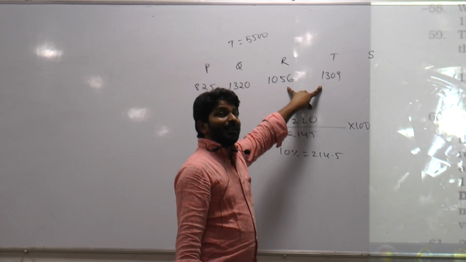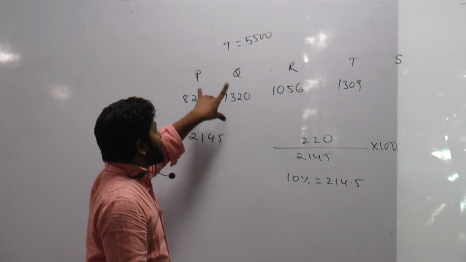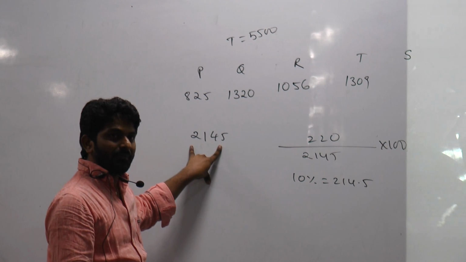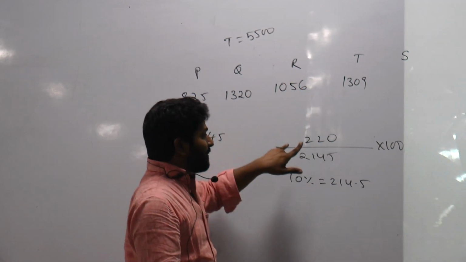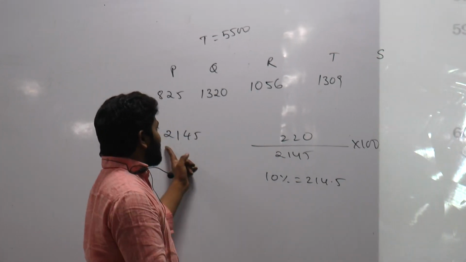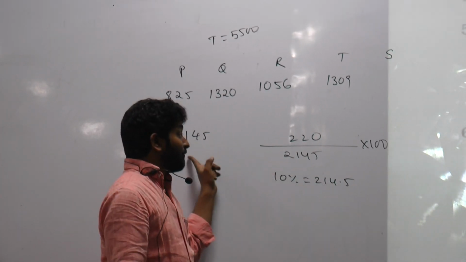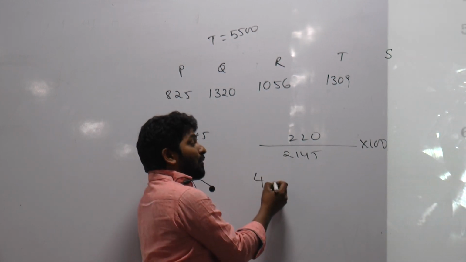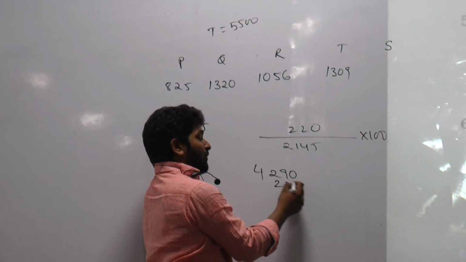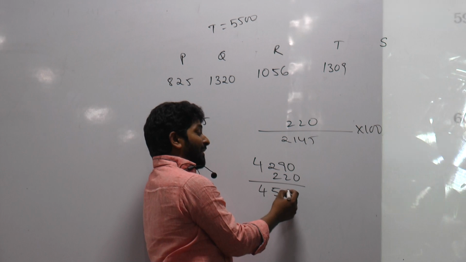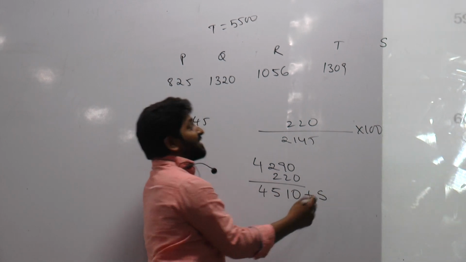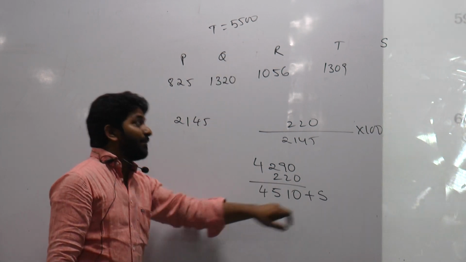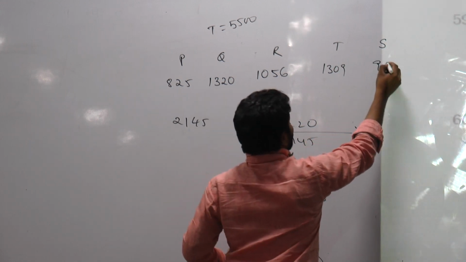R and T together is 220 more than students from P and Q together. So P and Q together it is 2145, so this also will be 2145, 2145. How much is this? 4290. And apart from that, you have 220 more. 4290 plus 220 will be 4510. Plus S will give you 5500. Then S will be equal to 990.